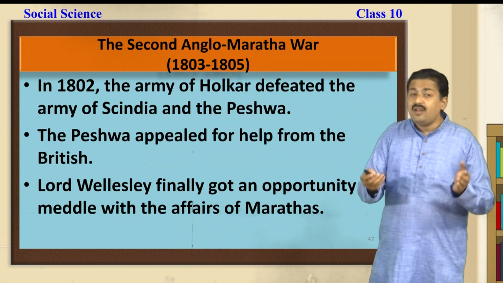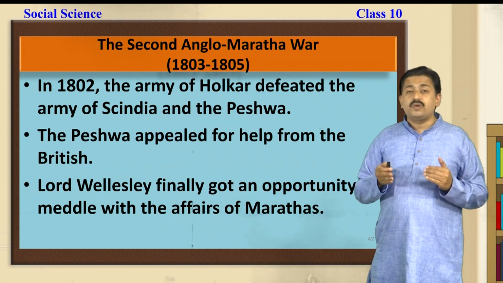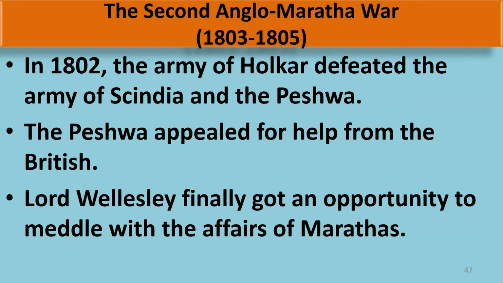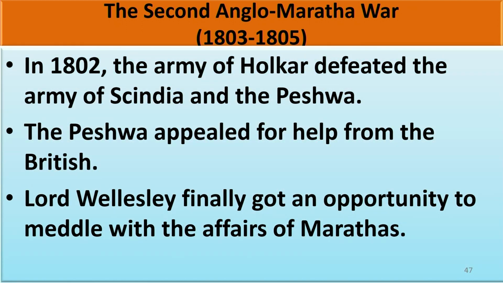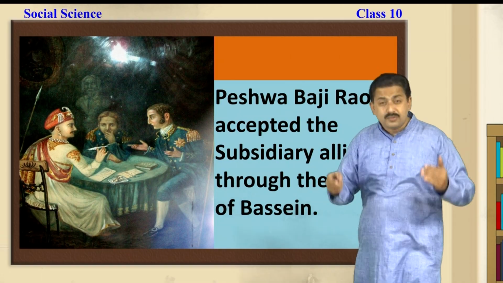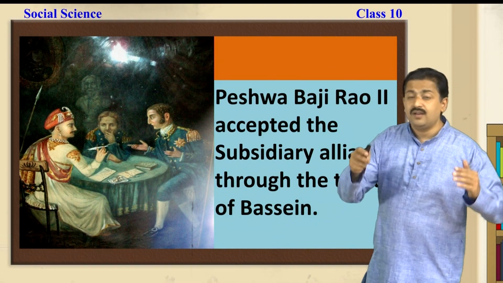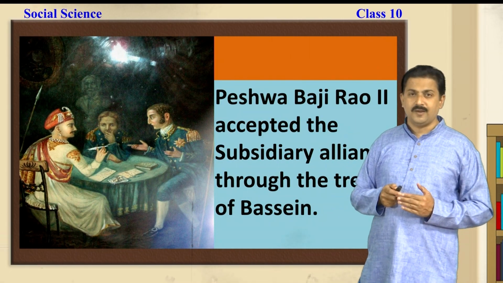Lord Wellesley got a very good opportunity to interfere in the politics of the Maratha Confederacy. He got an opportunity to meddle with the affairs of the Marathas. Therefore, he imposed subsidiary alliance on the Maratha Confederacy.